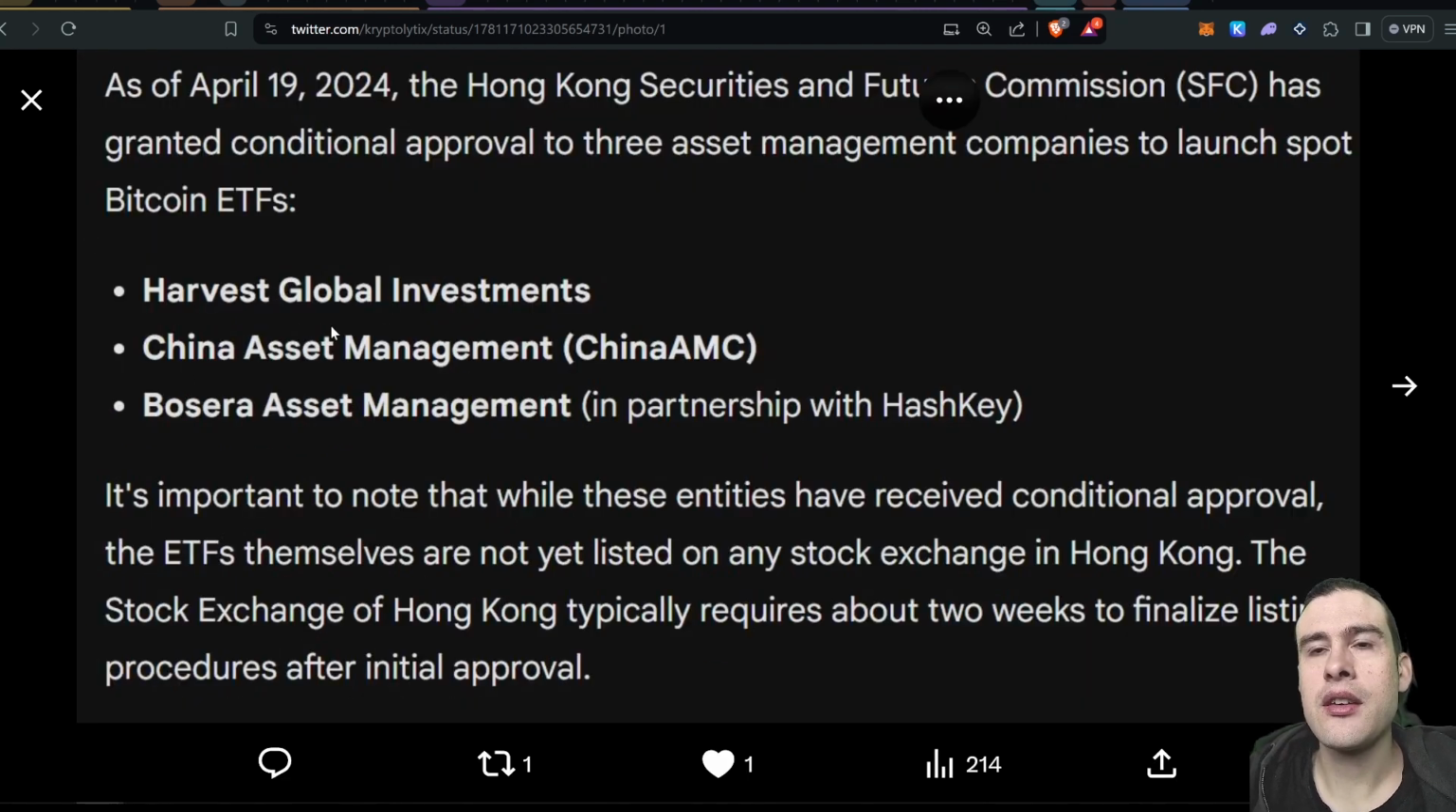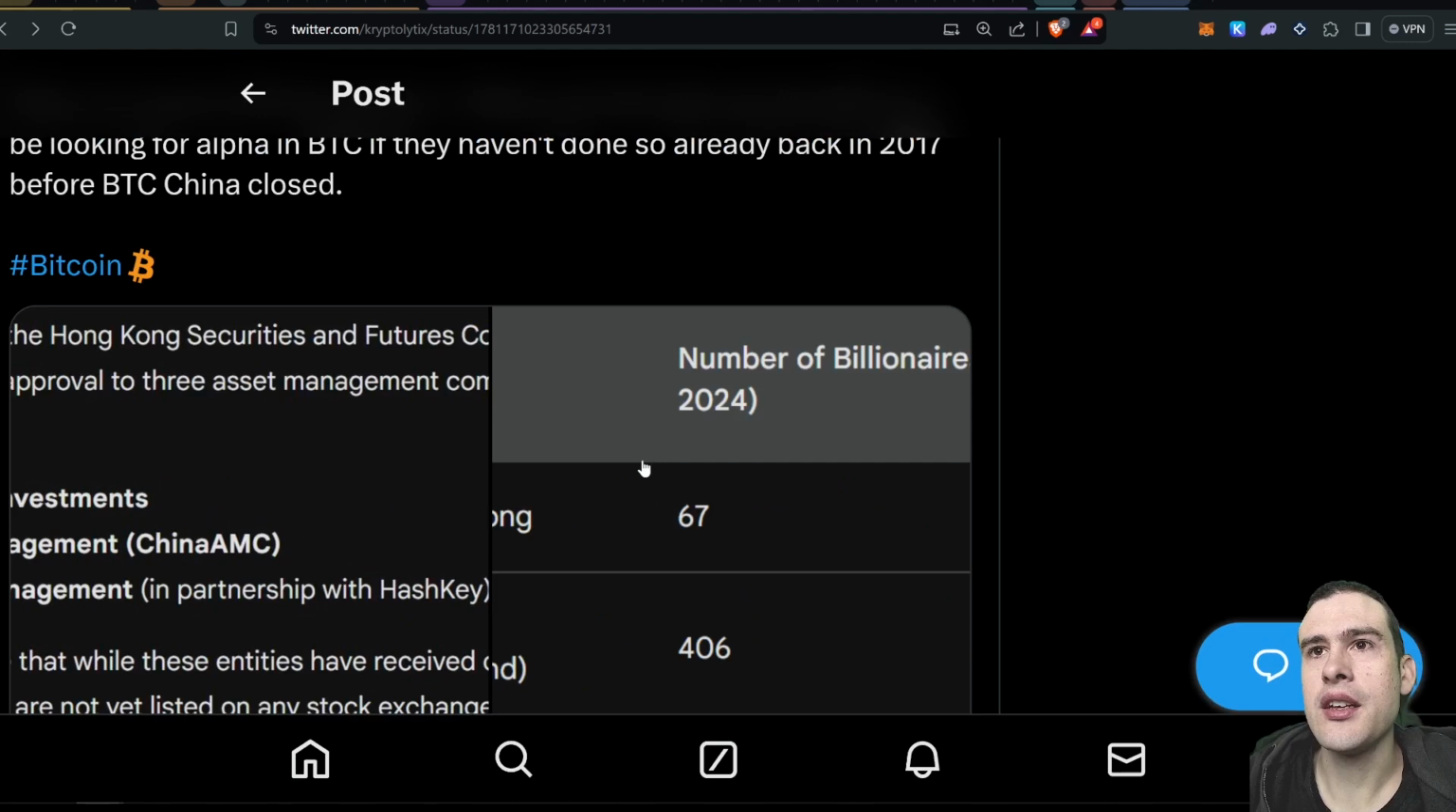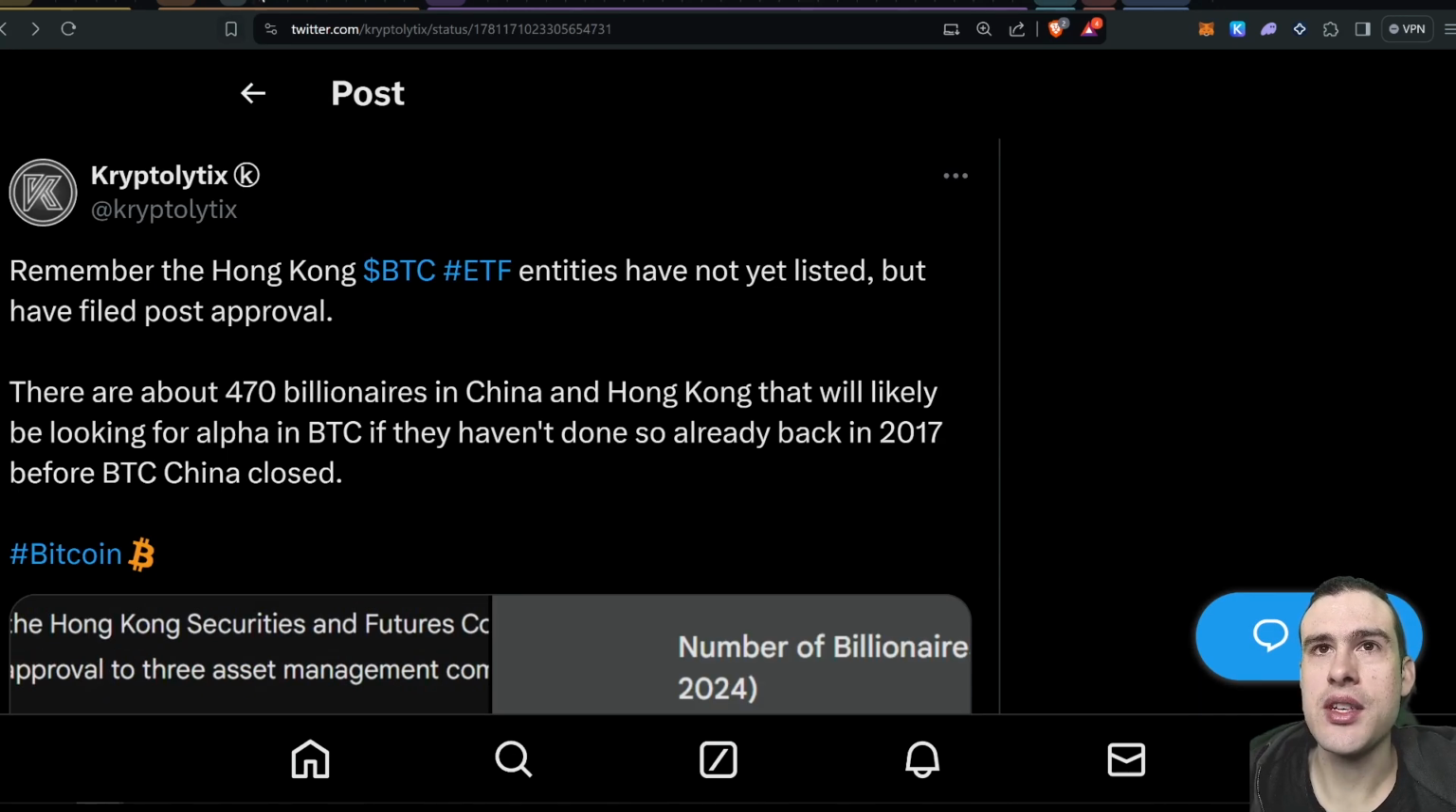But here are the current companies that we're looking at. As of April 19, 2024, which is when I did this, the Hong Kong SFC, sorry, has granted conditional approval for 3 asset management companies to launch spot Bitcoin ETFs. That's Harvest, China Asset Management, and Bosera Asset Management in partnership with HashKey. So once these pass, hopefully we'll start to see some of those inflows from the Chinese and Hong Kong market.